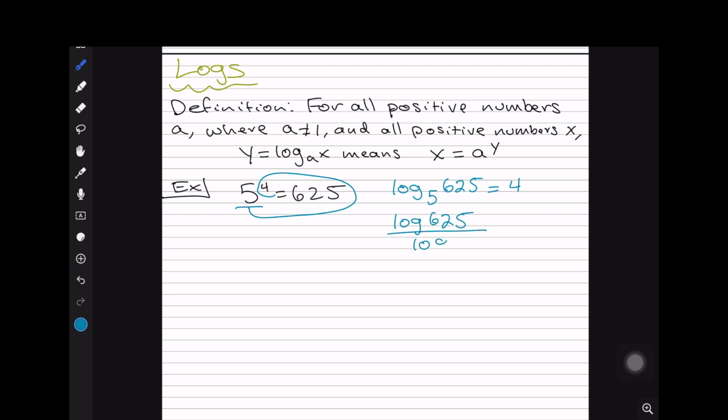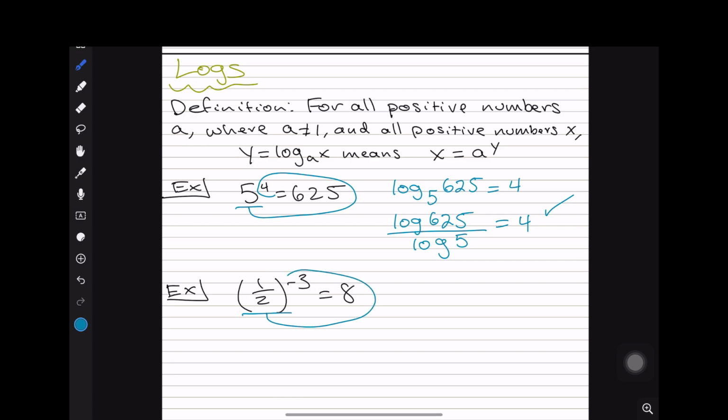So when you use the properties of logs, you know that log base 5 of 625 can be rewritten as log 625 divided by log 5. And if you put that into your calculator, it will give you 4. So that's how you can always check.